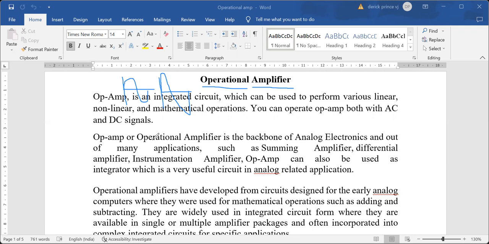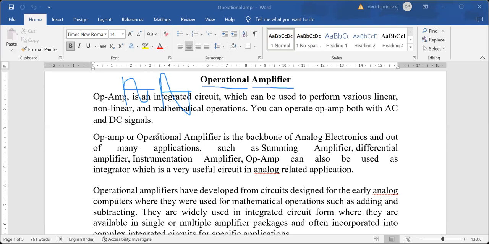In electronics, we have different applications. It can be used in power electronics, power converters, control drives, telecommunications. In many applications, we use electronics. In those electronic circuits, we have operational amplifiers. So operational amplifier, in short, is called op-amp.